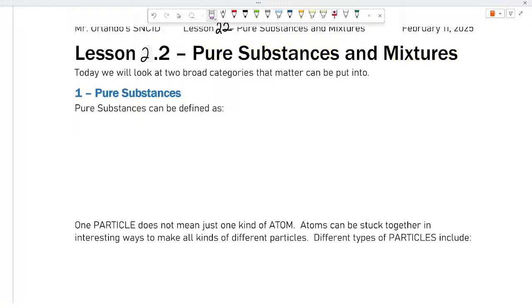So what's something in this room that is a pure substance? Yeah. Ah, good. Does anyone know what metal this is? Aluminum. Very good. All right. So a pure substance can be defined as this: any material or any matter composed of only one type of particle.